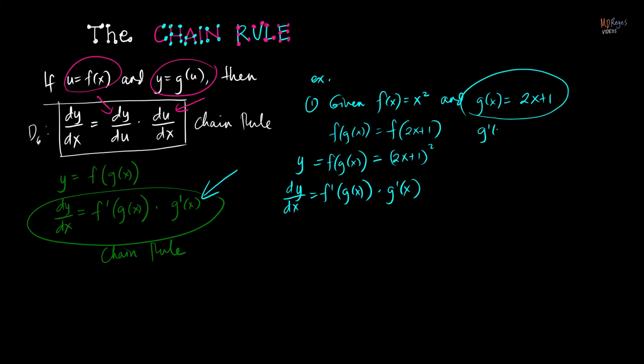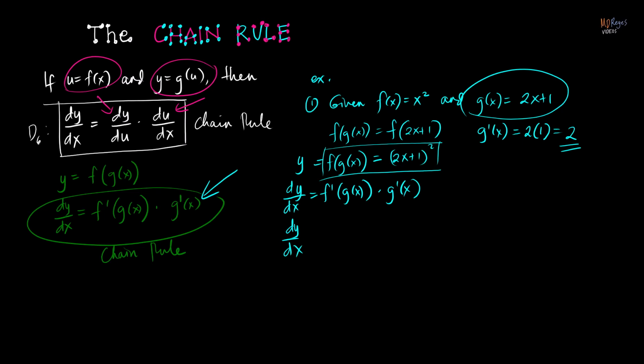What is g prime of x? G prime of x is 2 times the derivative of x with respect to x. So it's just simply equal to 2. Okay, so dy over dx, according to the second notation for the chain rule, what is f prime of g of x? Remember, this is f of g of x. Now what is the formula for that? Now f of g of x is a power of 2x plus 1.